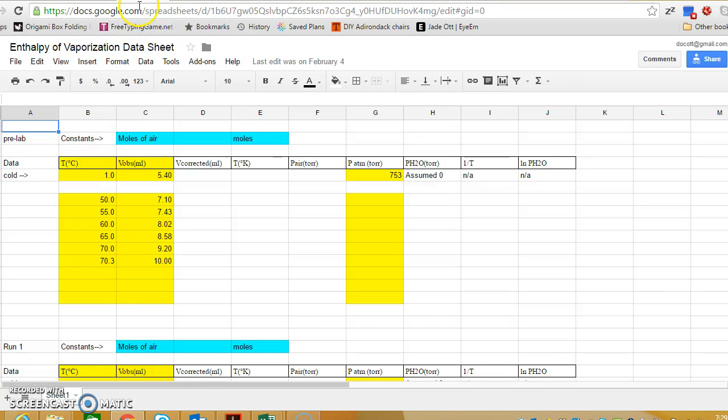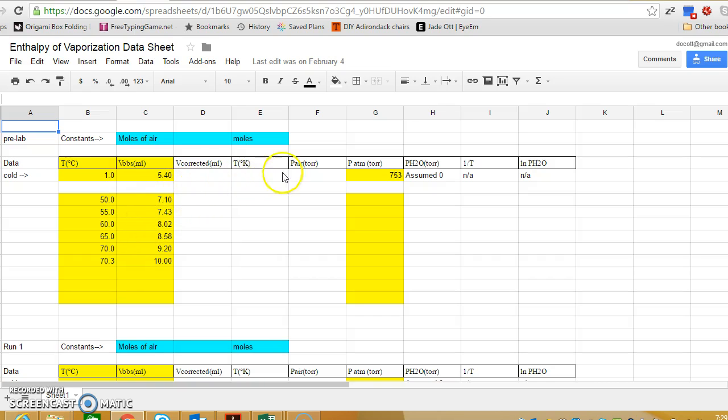So here's our data sheet. As you can see, when we start, we have an initial temperature and observed volume. And of course, we have to correct that volume because of the inverted meniscus. And then we have our calculation cells. The yellow ones are, of course, our data cells.